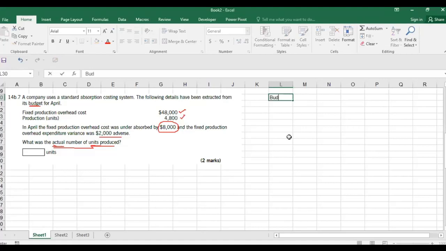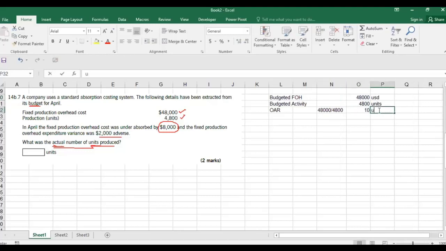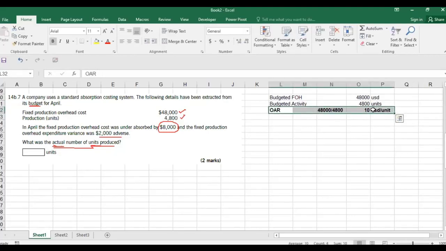You have your budgeted fixed overhead, which we know they gave us 48,000. And then they told us that budgeted activity was 4,800 units. So this is your USD, this is your units. So you can say that your OAR should be 48,000 divided by 4,800. So your OAR is $10. We can call it USD 10 per unit. So your fixed overhead absorption rate is $10 per unit.